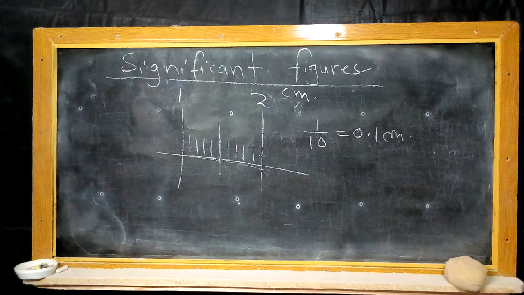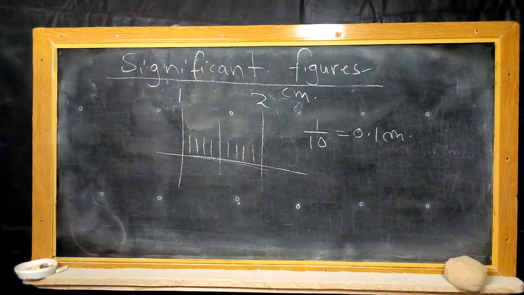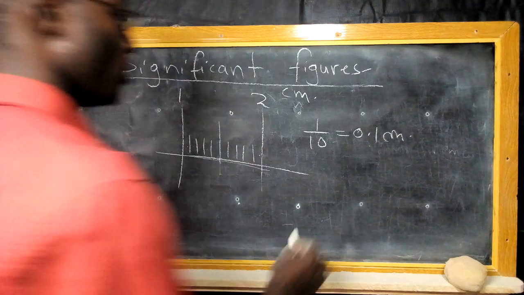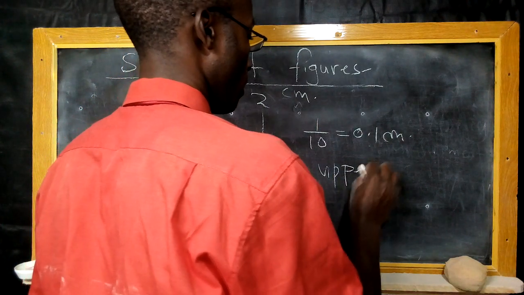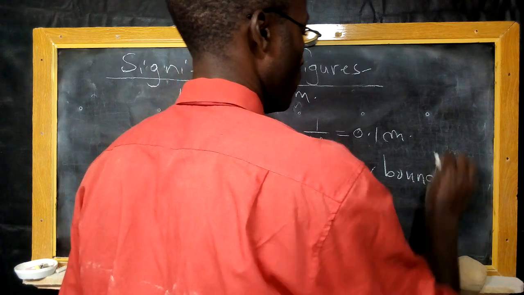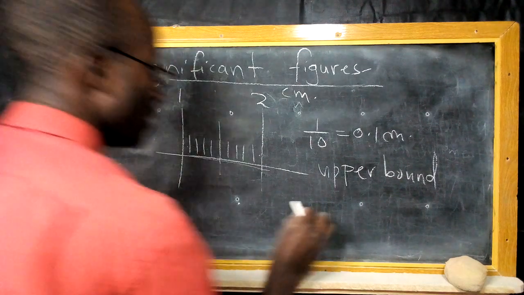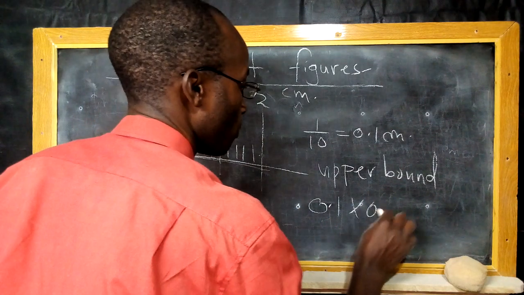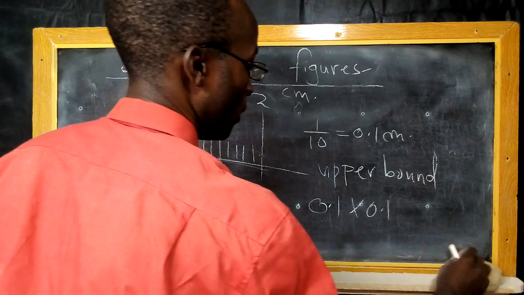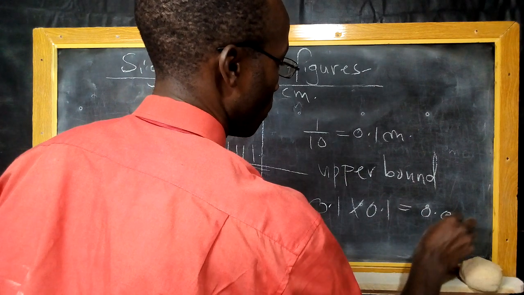So in that case, I'm going to say that one cannot estimate the reading from this particular meter rule better than the smallest subdivision. So therefore, the maximum, or what we call the upper bound or a limit for this kind of an instrument, is going to be 0.1 times 0.1 centimeters, which is going to give us 0.01.